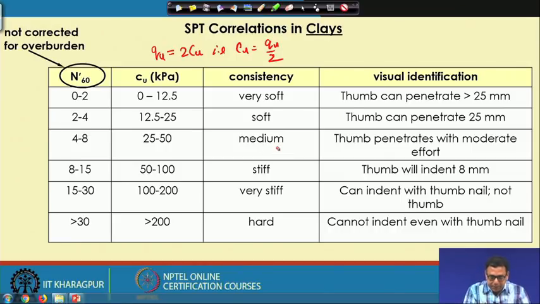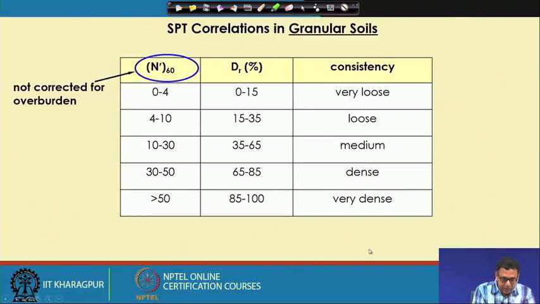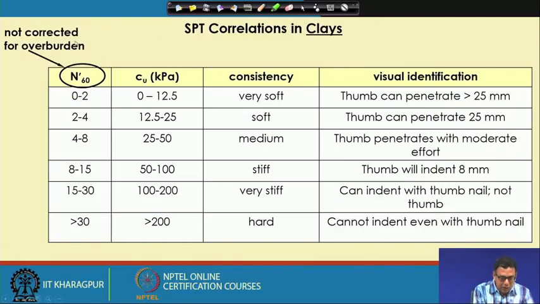Similarly, we have this. In both cases these correlations are not corrected for overburden. Remember that here overburden correction is not applied. As I mentioned, these correlations are given for different conditions. Sometimes it is with only the measured value, sometimes with the corrected value applying all the corrections, and sometimes applying some corrections and not others. So, you have to be careful which correlation you are using, and these conditions you have to satisfy.